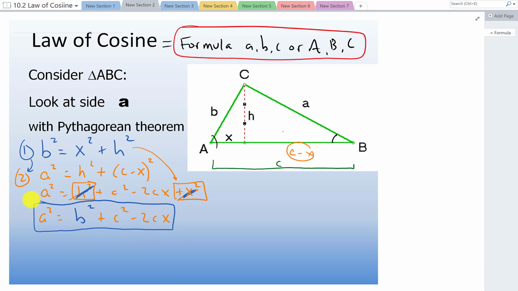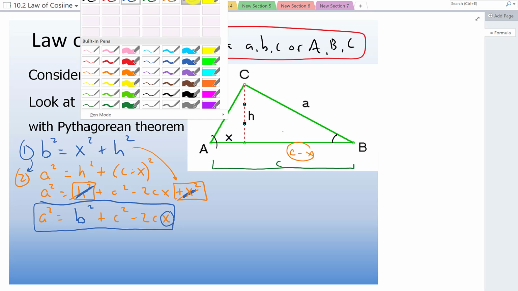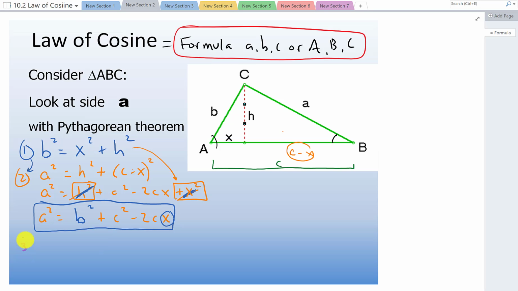Now this is taking shape into becoming a formula. It's a formula about my green triangle that only has A's, B's, and C's in it, except one little hiccup. It has this X, and I don't want X because it's not part of the non-right triangle. So I need an expression for X. So let's go back to the triangle and see if we can figure out what X is. I'm going to come up with a new equation.